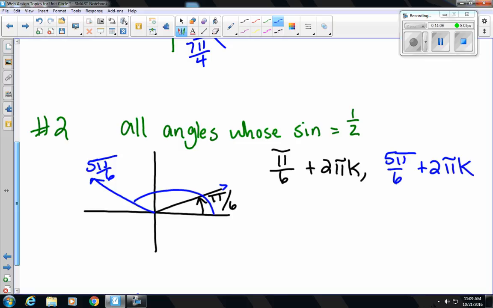What they're trying to tell you is that you can go around the circle multiple times and still end up at an angle that has a sine ratio of 1/2. That's why you're adding it to the angle that you start with. You're either going to be adding a full rotation, 2 pi k, or half a rotation, pi k. I'm so glad you asked that.